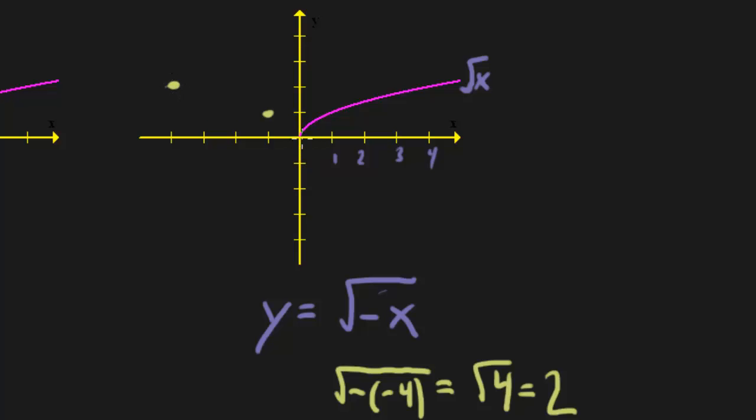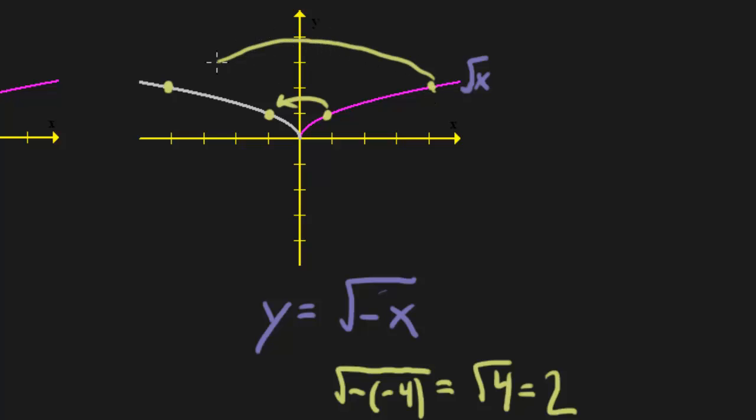In fact, you can actually see what's happening. All your y values are going to end up being over here when you plug in all of these x values. So let me connect the dots and finish the graph. So notice that every point that was over here has now been moved across the y-axis to the other side. So here is our transformed graph.